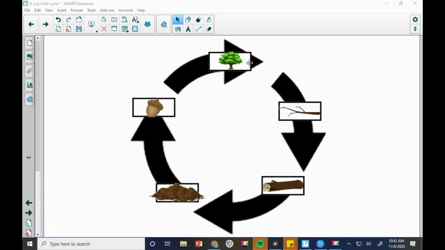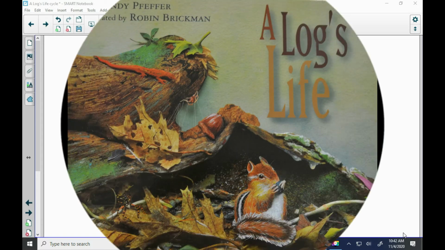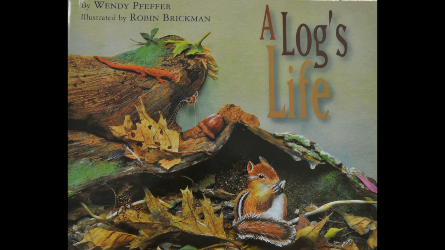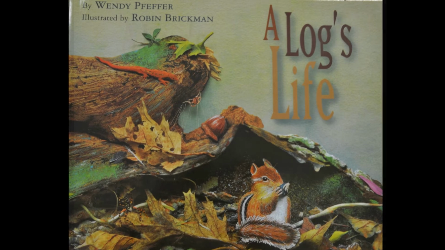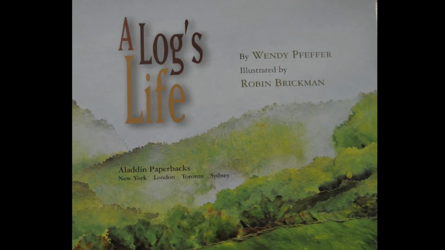Today we're going to reread our book about a log's life, and later I'm going to ask you to draw about what happens. I want you to pay really close attention to the sequence of events, or the order that the things are happening in. A Log's Life, written by Wendy Pfeffer, illustrated by Robin Brickman.